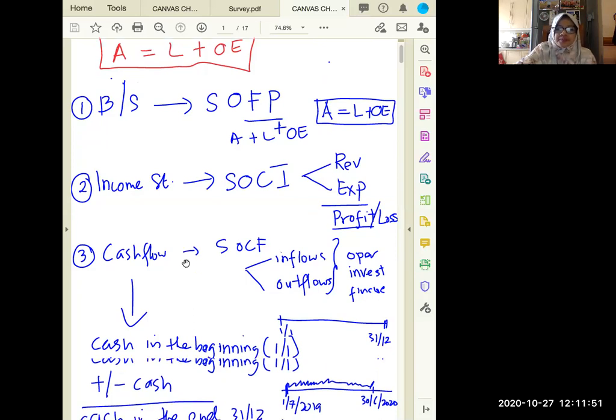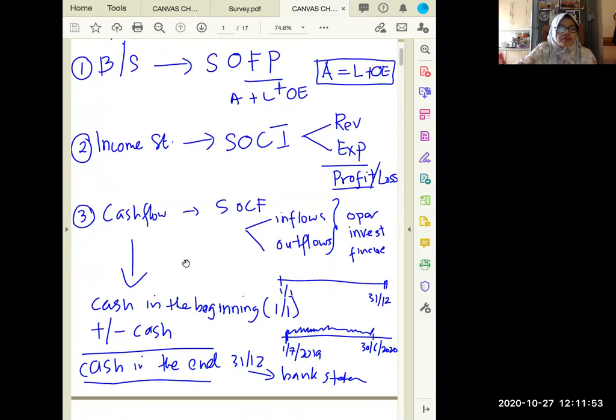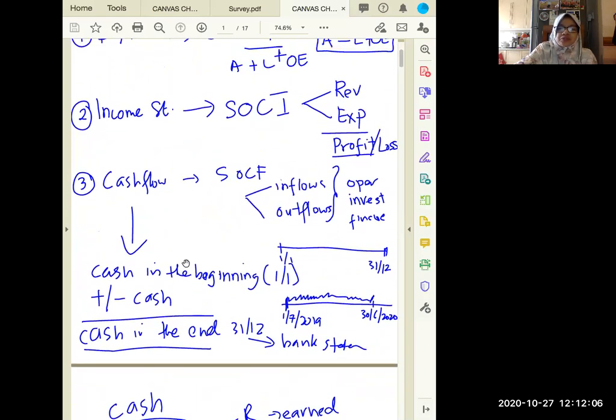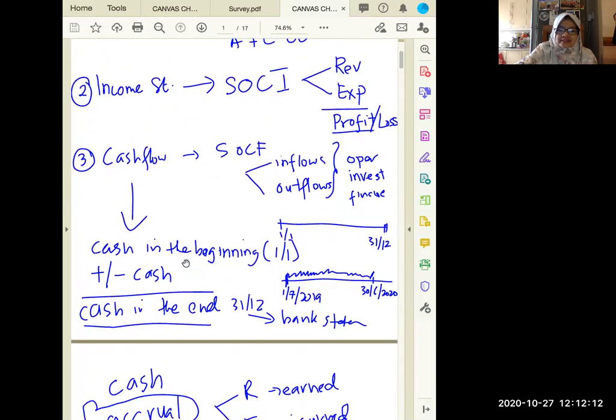And finally, we have also introduced the statement of cash flow that shows you the inflows and outflows of your cash during the accounting period. As mentioned earlier, for the cash flow we can further look into whether it's operating activities, investing activities, or financing activities.